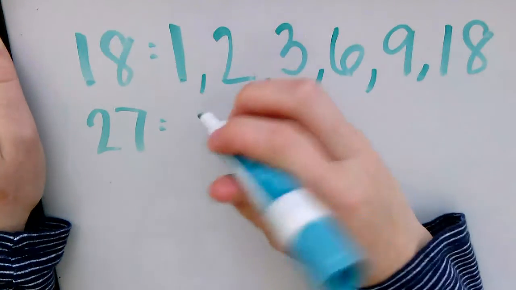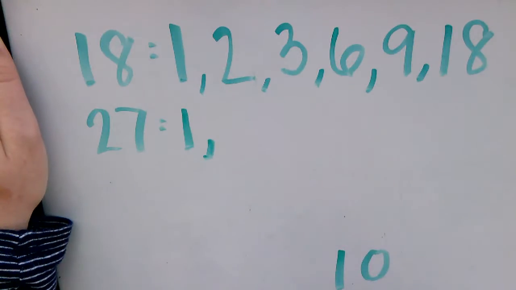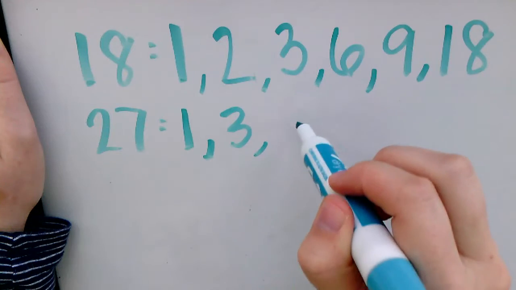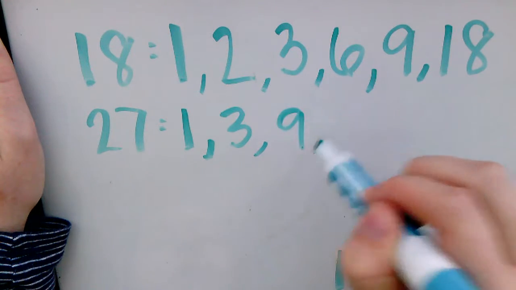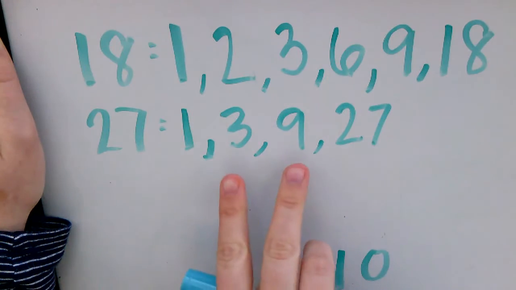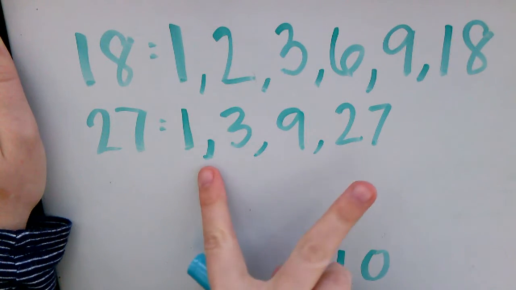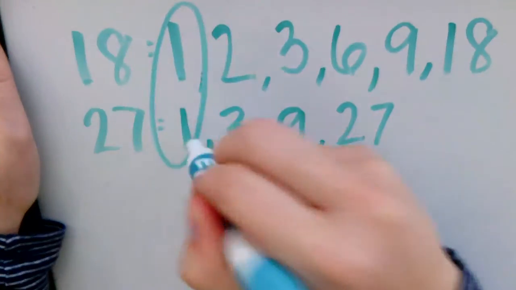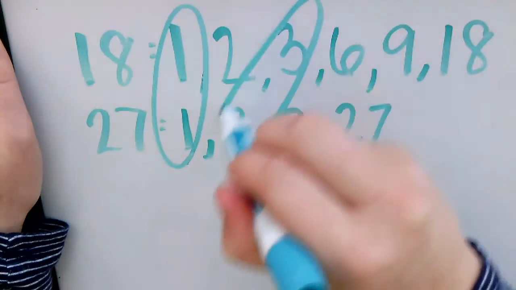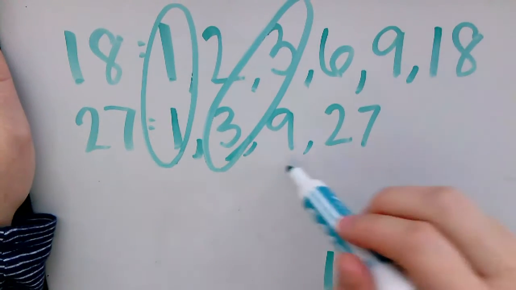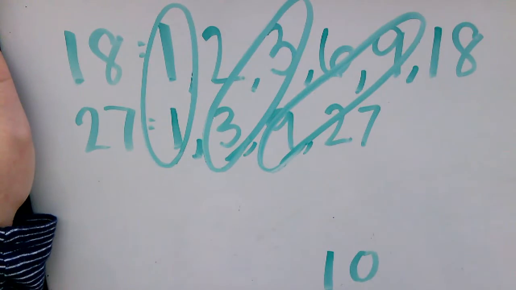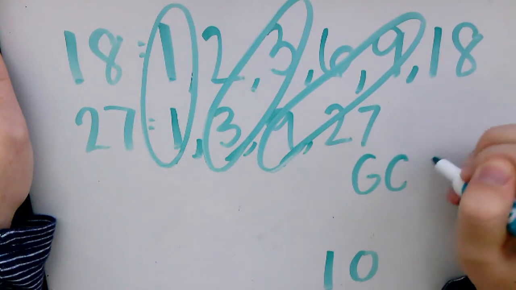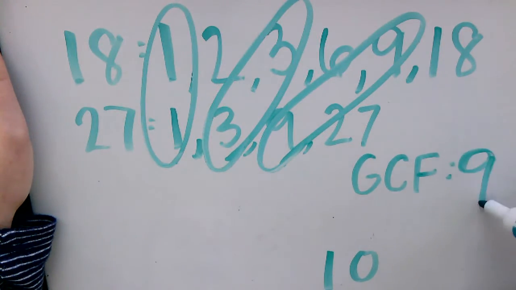For 27, I know that it's 1. I know that it's 3. 9 and 27, because 3 times 9 is 27, and 1 times 27 is 27. So let's go ahead and circle what they have in common. They have 1 in common, they have 3 in common, they have 9 in common. That is all I see that is in common, so I'm going to go with the largest one. So the GCF for these numbers is 9.